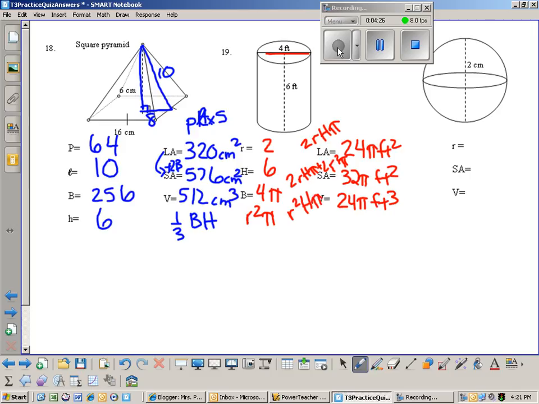And then last for our sphere, radius is 1, which then leaves your surface area to be 4 pi centimeters squared because it's 4R squared pi, and volume is 4/3 R cubed pi. So it's just going to be 4 pi over 3 centimeters cubed.